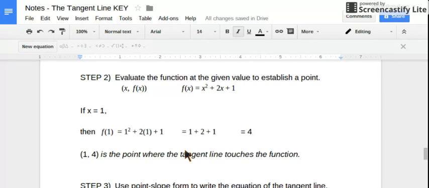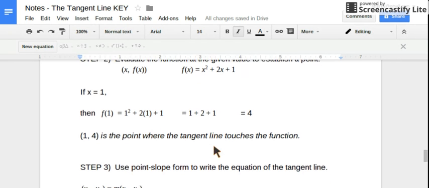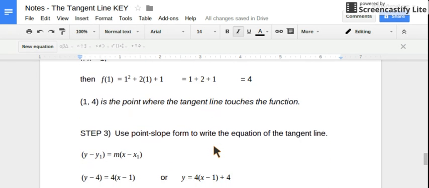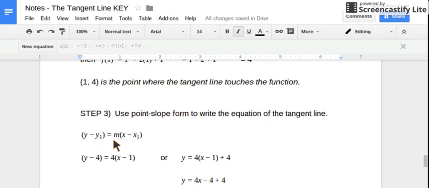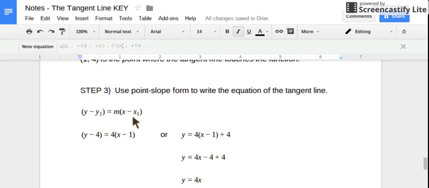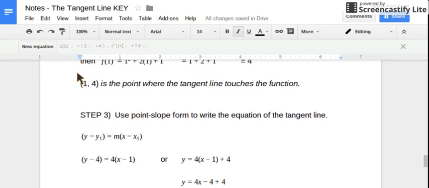I know a location on my tangent line. This is exactly a point that's shared by the tangent line and the function. That's that intersection point. So now we have a point and we have a slope. We can finally use our point-slope form and write the equation of the line. We're plugging in our coordinate. The y value was 4. The x value was 1. And our slope was 4, which we figured out earlier. So the y value, the slope, and the x value get substituted.